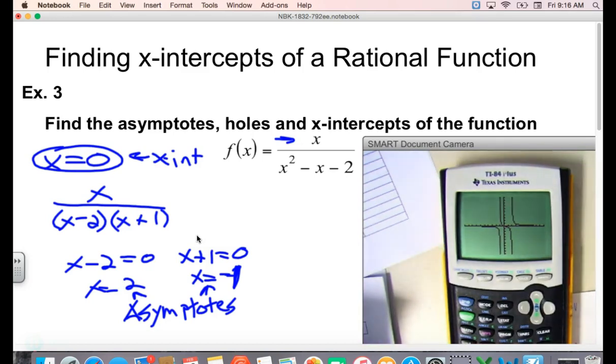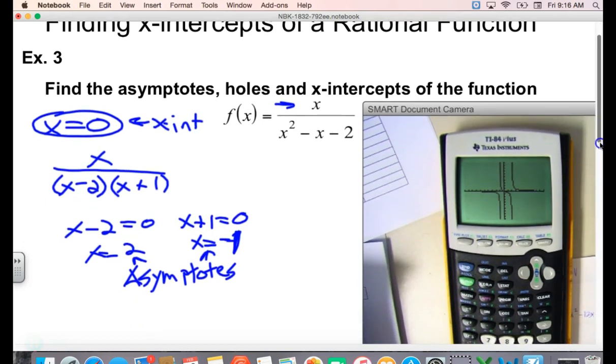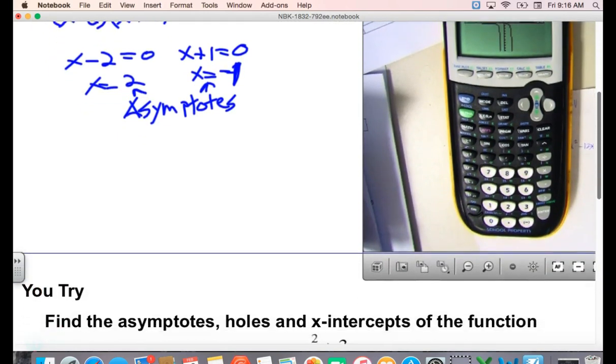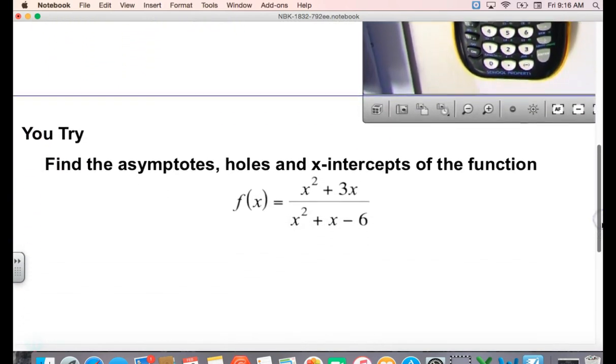So I'm going to go ahead and pause the video and let you all try the next one. Again, if the factors cancel out, then you're going to have holes. This one we didn't have any holes, we just had asymptotes. So you try this last one, and then we'll practice.